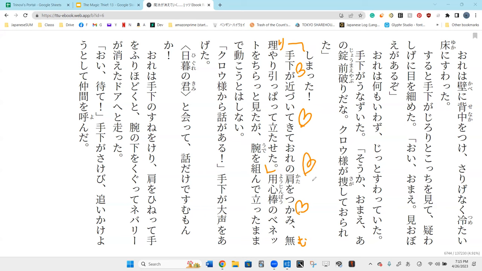And then muriyari. Muriyari. So muri is like impossible and yaru is to do. So muriyari is to force the impossible, which means to forcefully push someone, or push yourself in this case. It's to forcefully make someone do something.